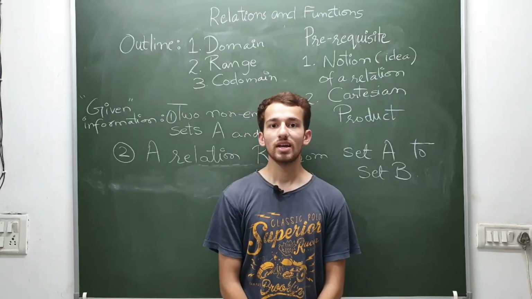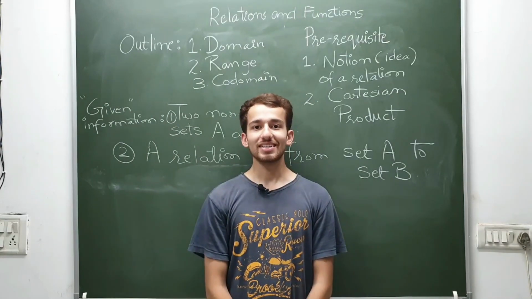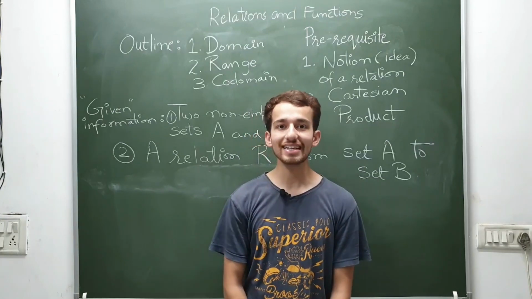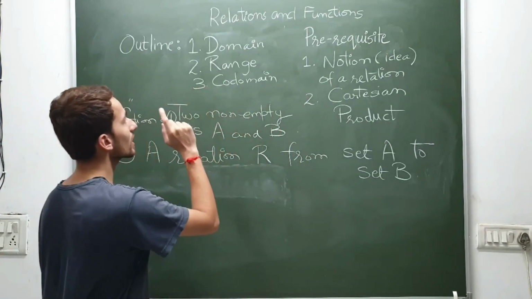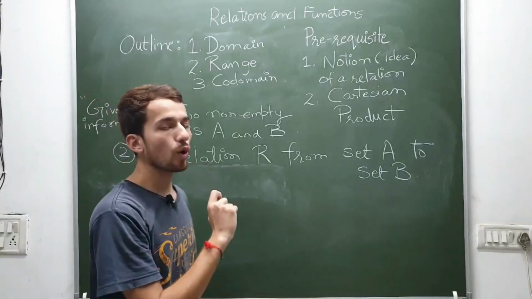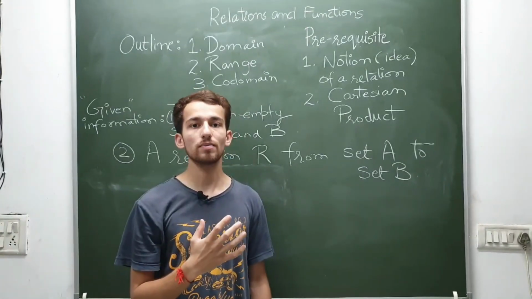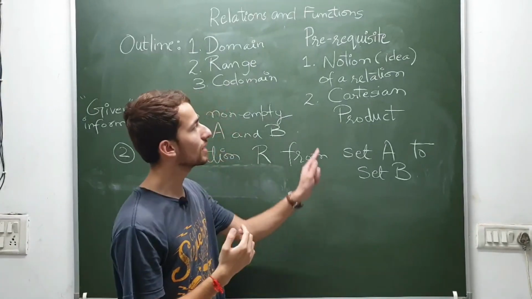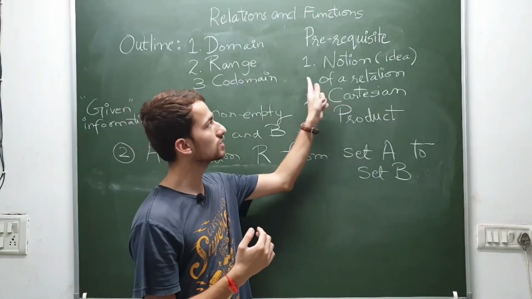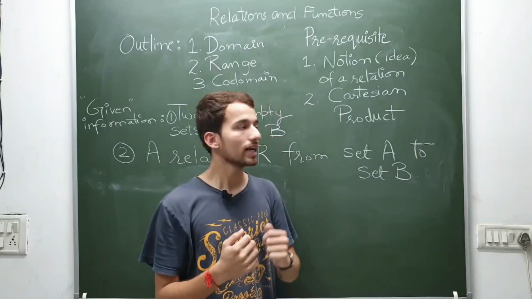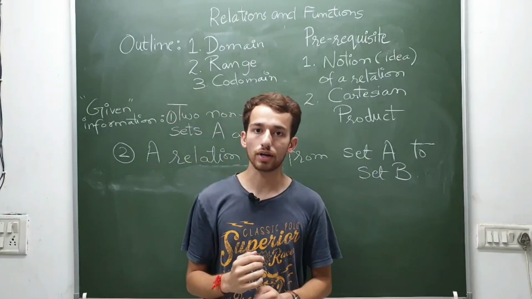Hello everyone. The title of today's lecture is Domain, Codomain and Range. We want to understand these three concepts, basically the outline of today's lecture. In order to understand this outline, we need some prior knowledge or prerequisites, which are mentioned here. You should have first a notion or some idea of a relation, and second, what the Cartesian product is.